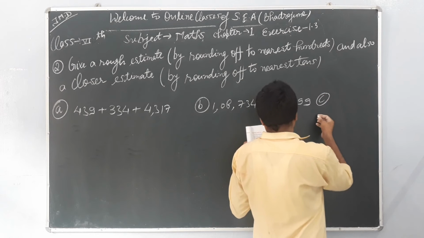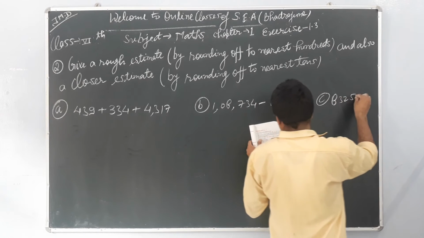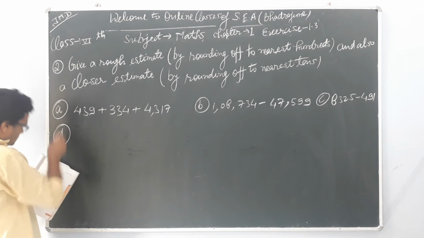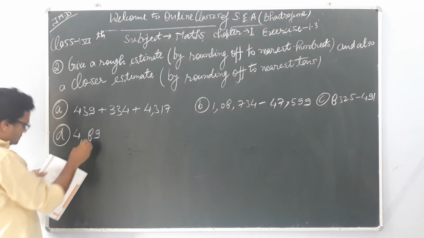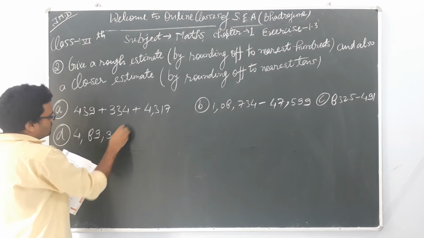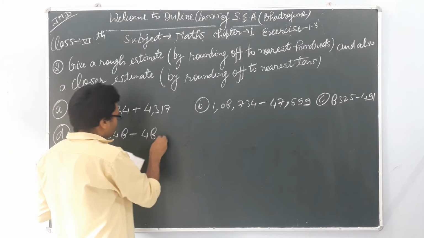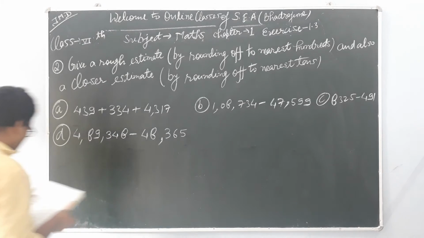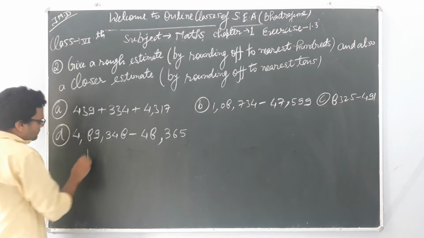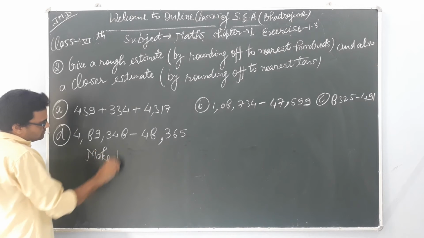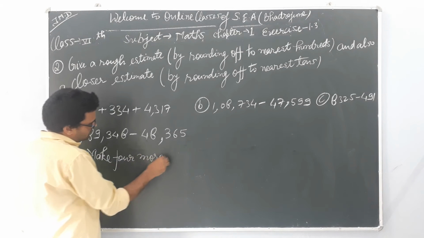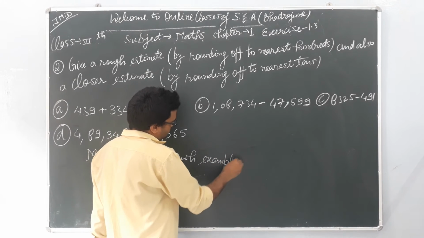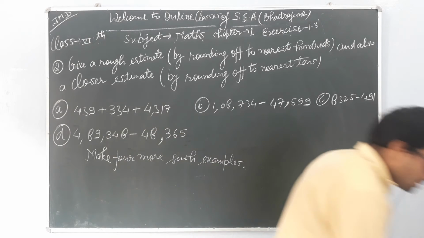Part C is 8,325 minus 491. Our part D is 4,89,348 minus 48,365. Make 4 more such examples.